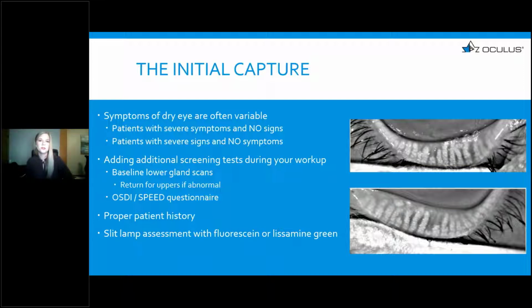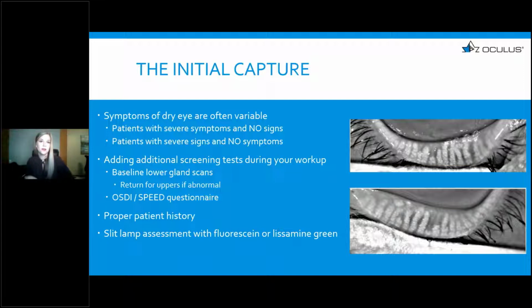Our technicians are really trained to ask patients, are you using artificial tears? How often are you using artificial tears? What all are you putting in your eyes? Do you have dryness at the end of the day? Asking all of those questions every single time they're in the office, right? Because a lot of times they might not bring it up to you as the doctor. So it's really important that your technicians and staff know to ask the right questions.